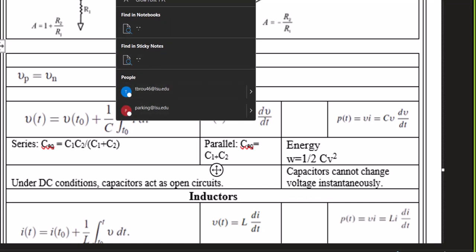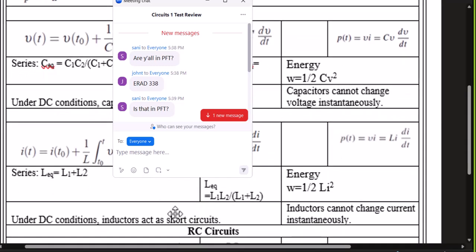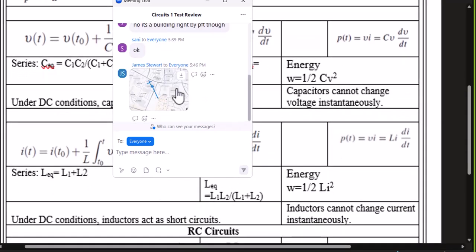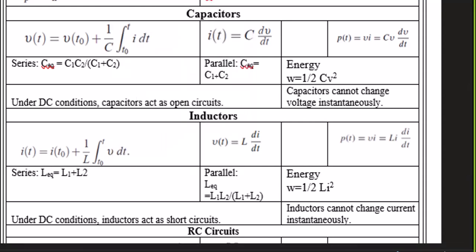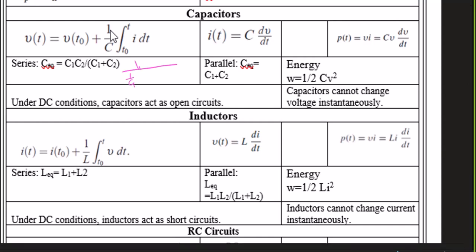If I had multiple capacitors in series, let's say I had three capacitors, the equivalent capacitance would be 1 over C1 plus 1 over C2 plus 1 over C3 and so on. But if you just have two, you can do product over sum. Capacitors in parallel add like resistors in series. You just add them up.